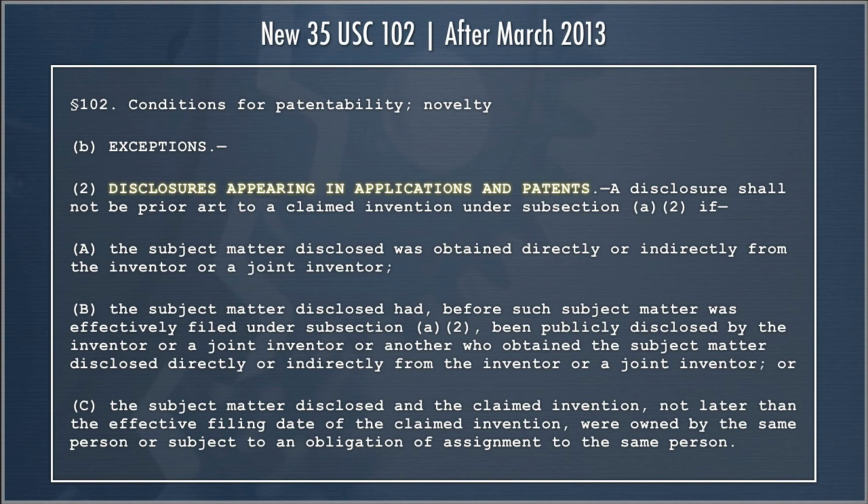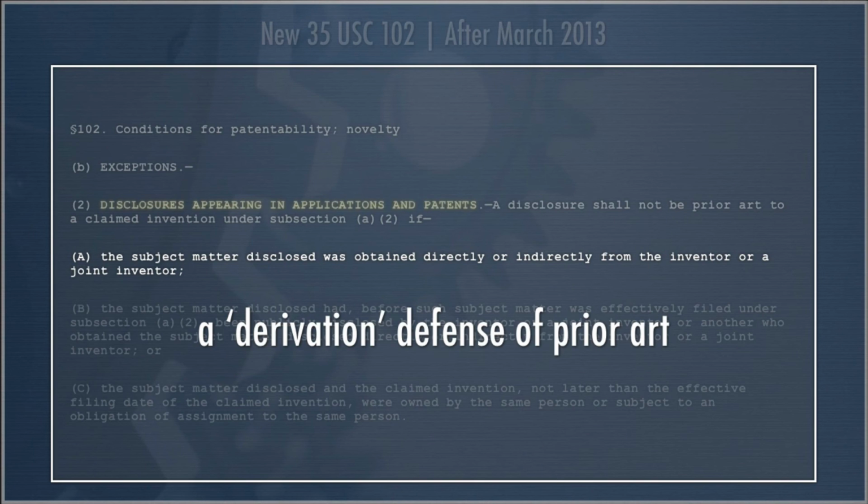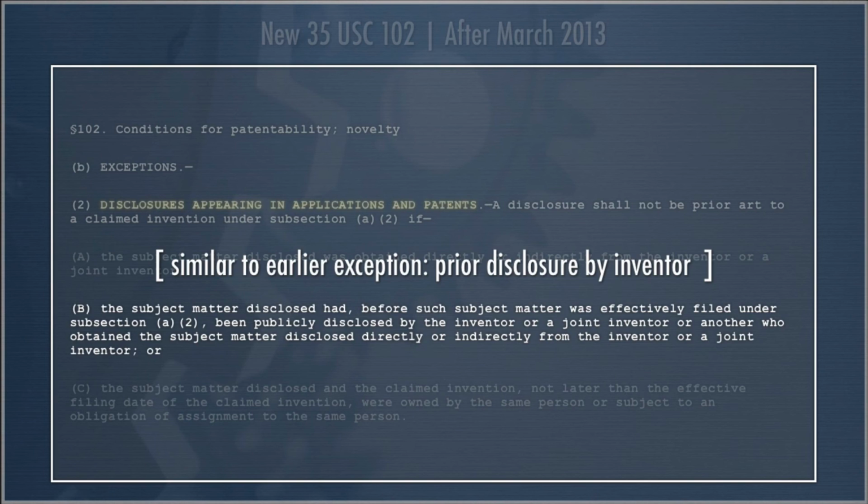And if the subject matter disclosed and the claimed invention were owned by the same people, so a common ownership exception, even if the inventors are slightly different, right? So this is a derivation defense, right? Number A is a derivation defense, means that you can cancel out prior art that appears in applications or patents by saying it was derived from your invention. And it's similar to the earlier exception here.